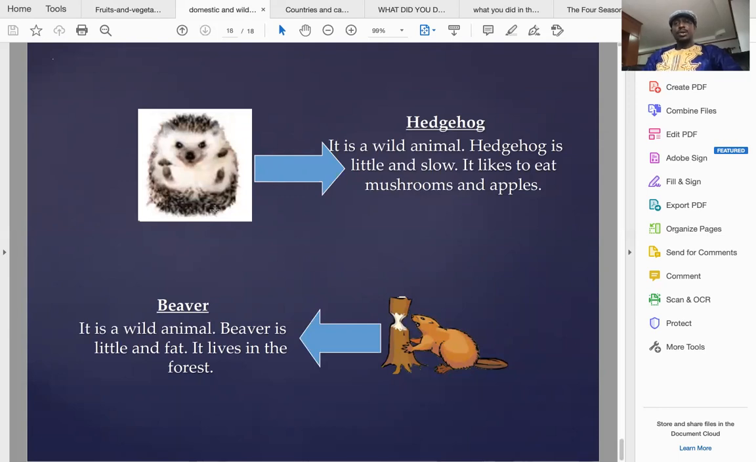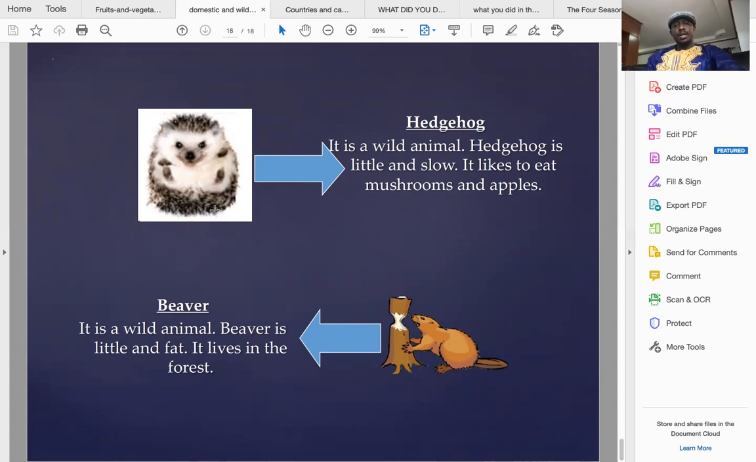Okay, even though when we talked in our class, we didn't talk about all the wild animals, there are so many other wild and domestic animals which we did not talk about. So if you want to know more about all the wild animals and all the domestic animals, then you can check that on Google.